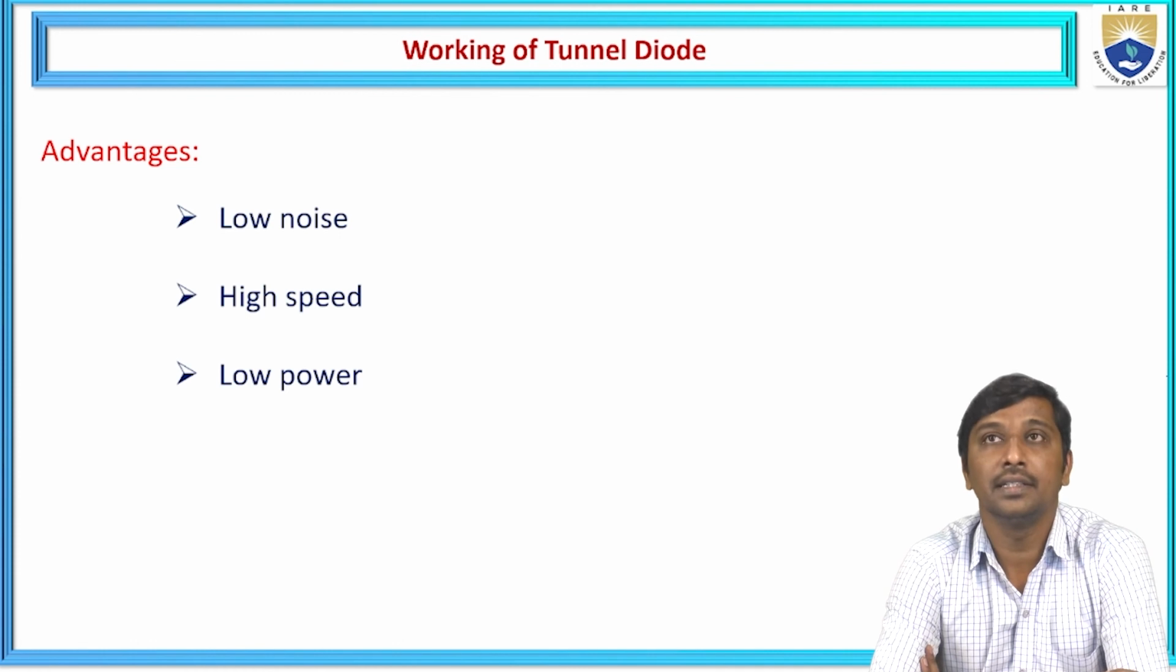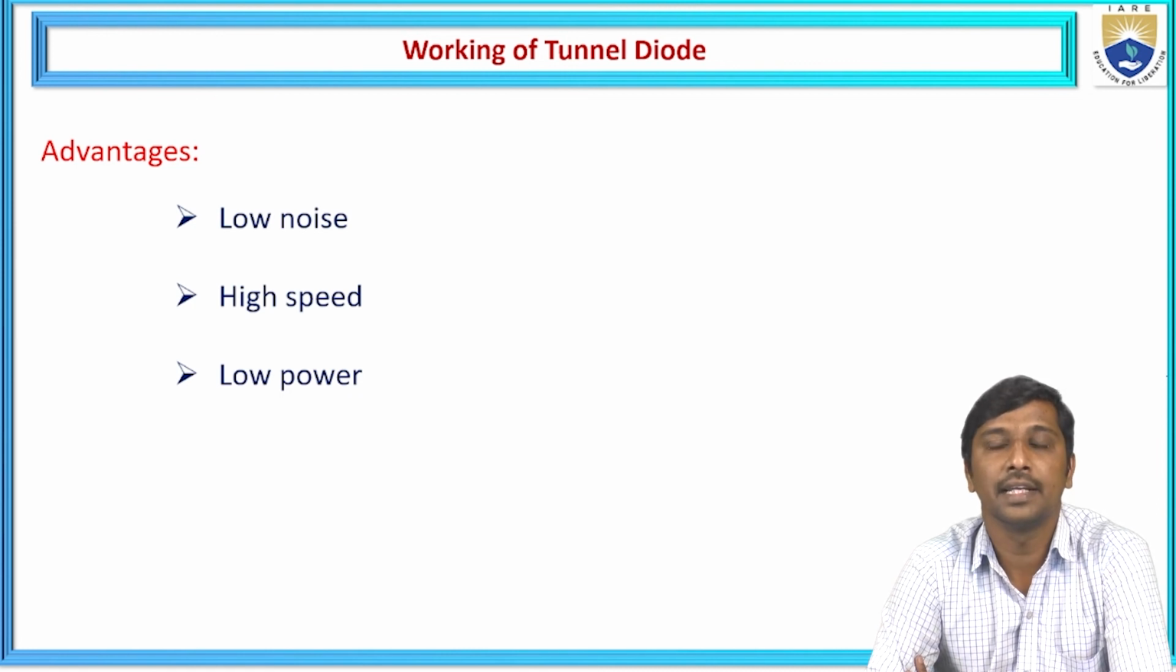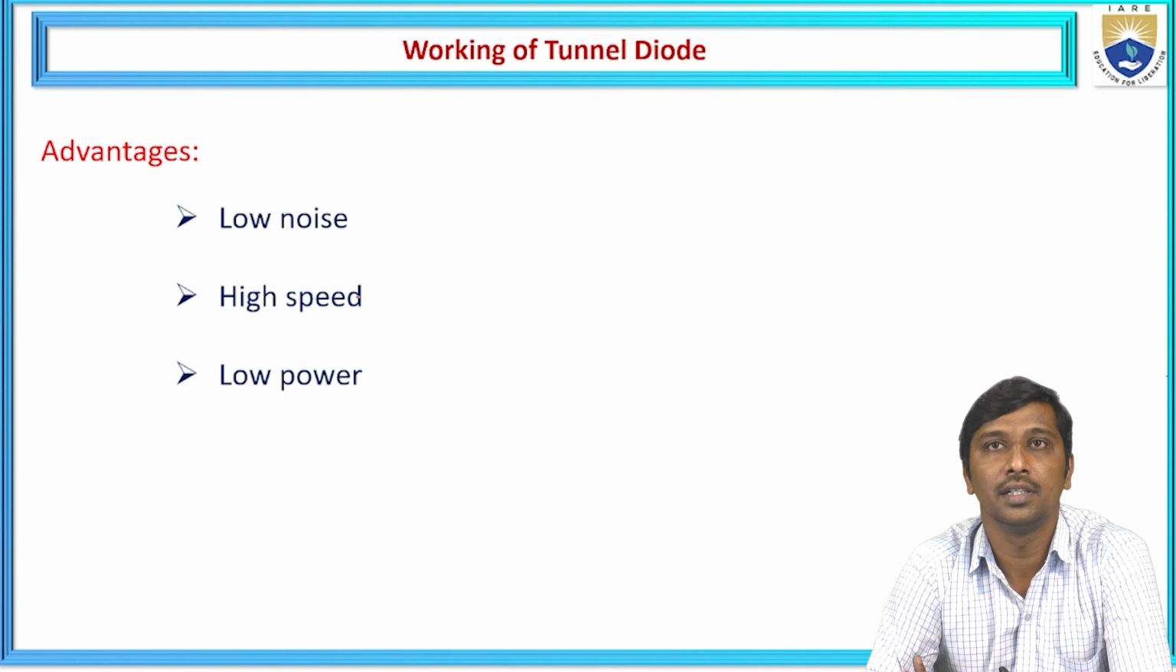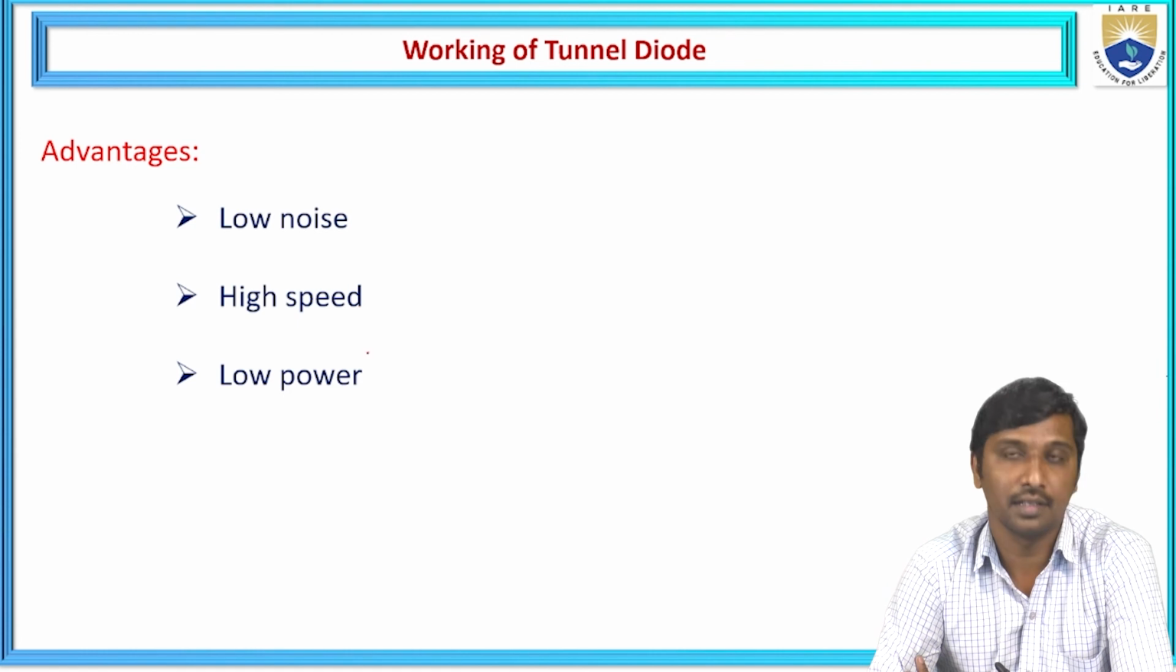And these are some advantages of the tunnel diode. The tunnel diode has low noise and high speed, meaning it requires a very small amount of voltage to allow conduction. That is the reason the speed of operation is very high compared with the normal PN junction. That means in a very short span of time it enters the conducting state. So that is the reason this device is called a high speed and low power device.